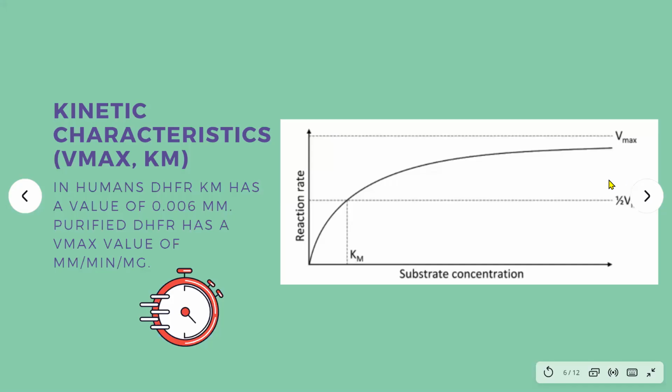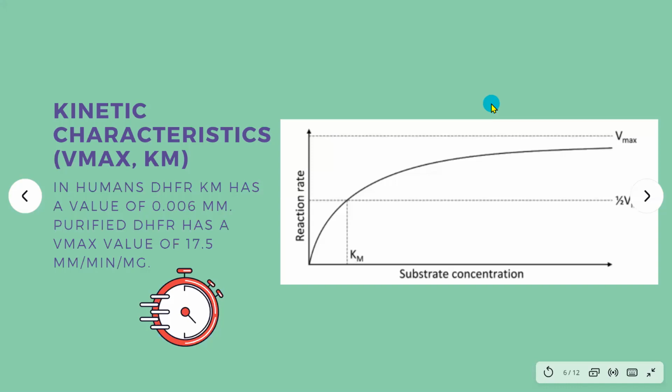Km corresponds to the concentration of substrate at which the speed of reaction of the enzyme is equal to half the value of the maximum speed of reaction. In humans, DHFR Km has a value of 0.006 micromoles. For purified DHFR, this has a maximum speed value of 17.5 micromoles per minute per milligram of protein produced.